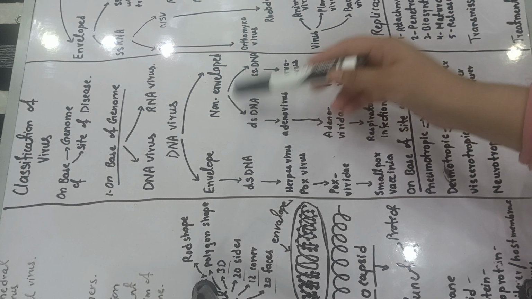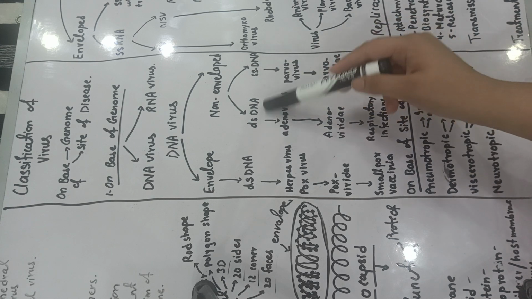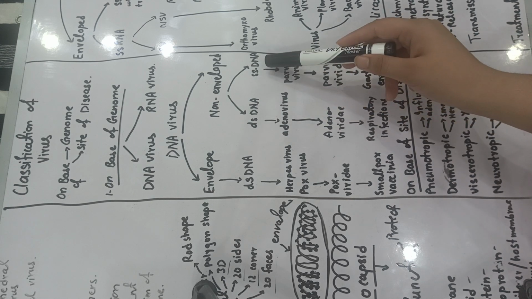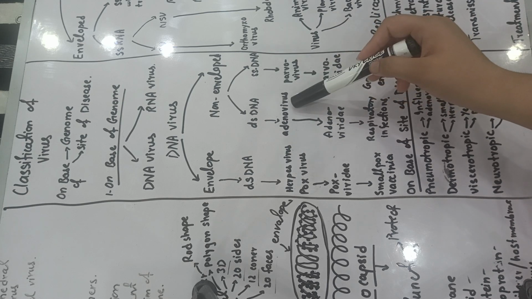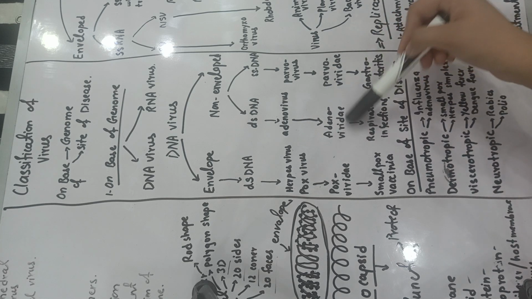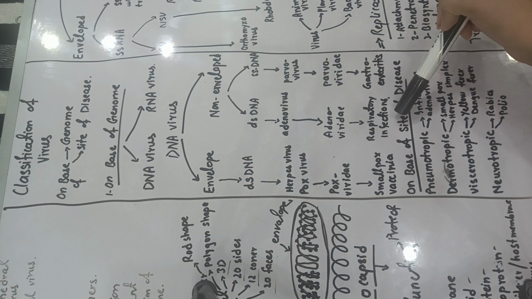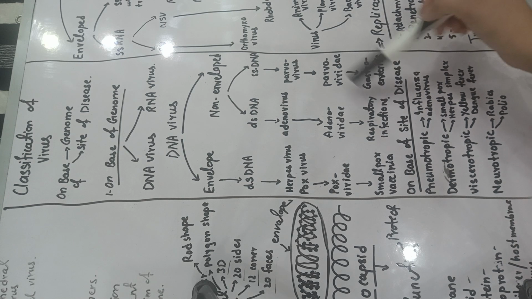Now let's discuss the non-enveloped DNA viruses. They can be of two types: double-stranded DNA and single-stranded DNA. The double-stranded DNA example is the adenovirus. Adenovirus is from the family Adenoviridae, and they cause respiratory infections in human beings.